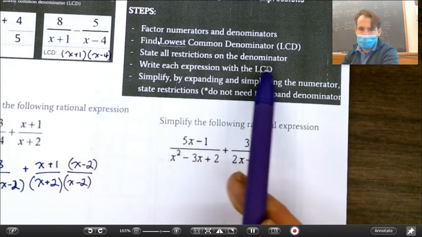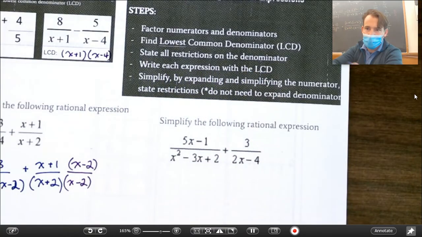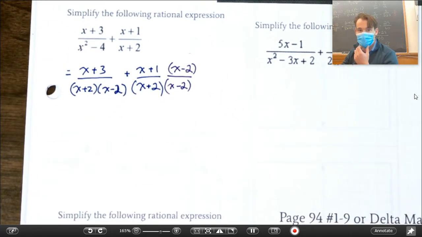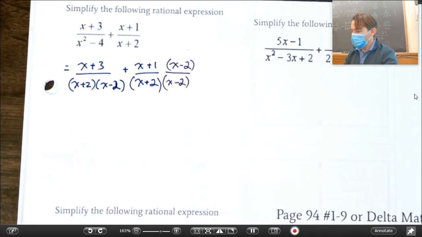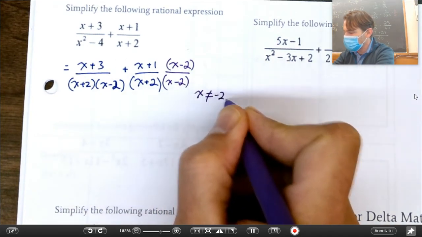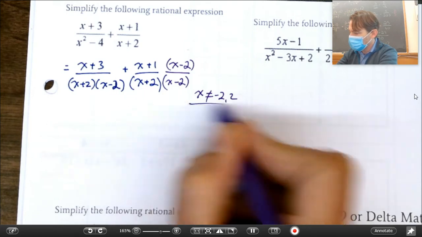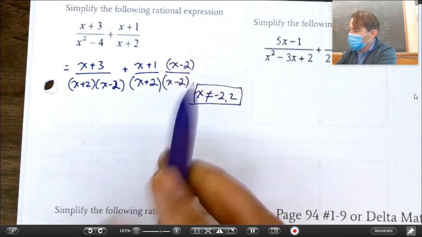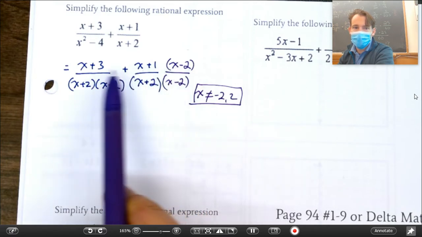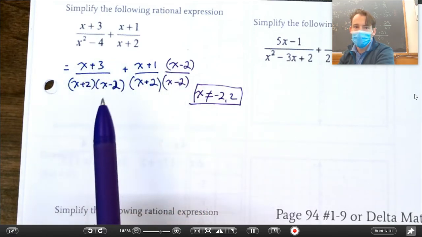Now the next step is to state all the restrictions on the denominator. So we want to go through and find the values that x is not allowed to be. So what are those? Yeah, so let's put that in a little box over here. X is not equal to -2 and 2. Good. Now, we're going to actually FOIL this and expand it. That way we can add the x plus 3 over there.